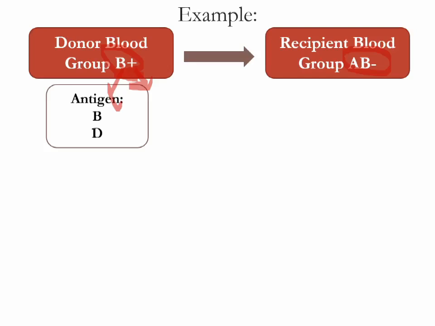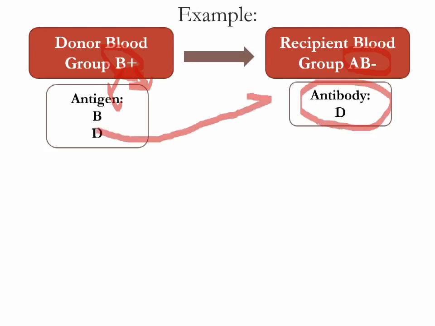Do you have antibody D? Yes, but only after the exposure of your body to antigen D, which means if this is the first time of transfusing Rh positive or B positive to AB negative, the body hasn't formed the antibody D yet. So the antigen D will enter, and there is no antibody D formed yet. This is the first time, and it will start to form antibody D, and it will take time. So the first transfusion will pass safely.